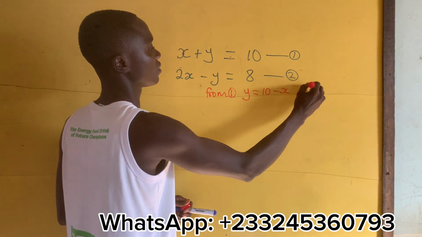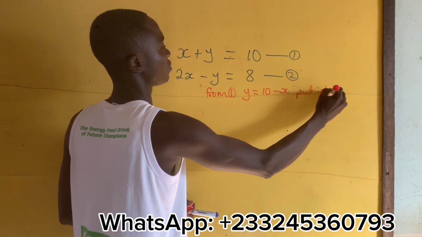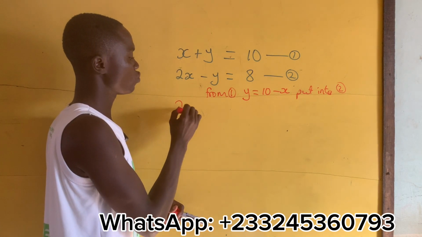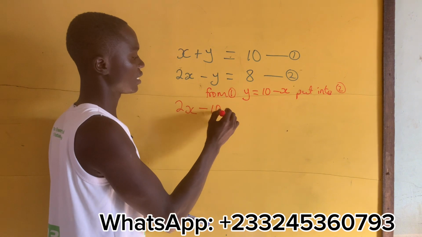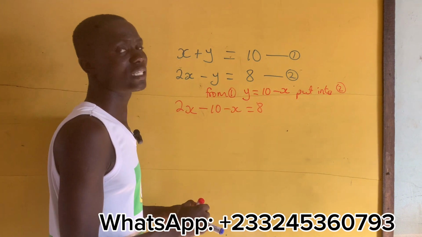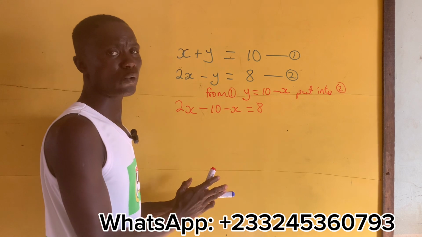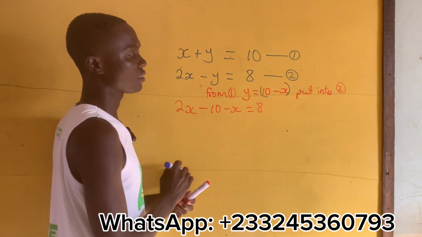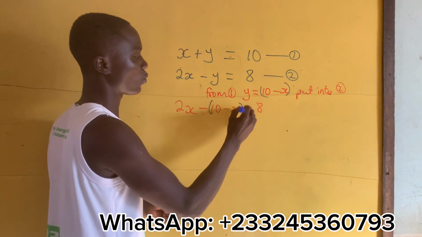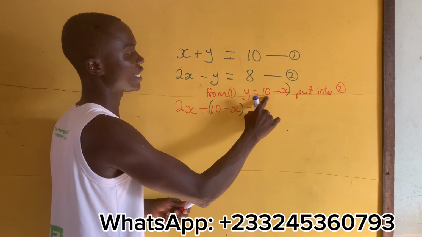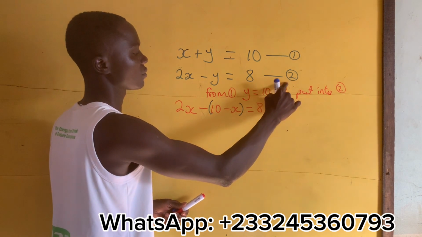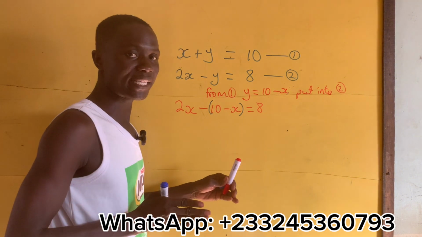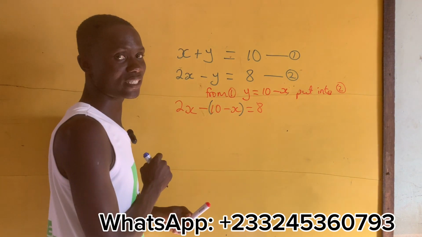Then we put this into equation 2 in a very simple way. So equation 2 becomes 2x minus 10 minus x equals 8. And if we do it like this, we are wrong. The reason being that this is our y, so we have to put this in brackets because here this 10 is not negative. There's a sign separating the two y terms, so you need to put it in brackets.